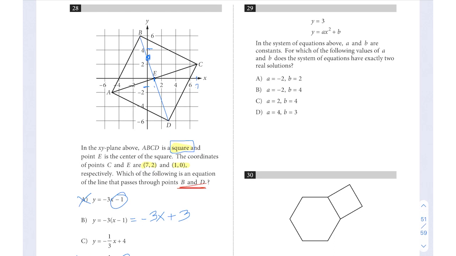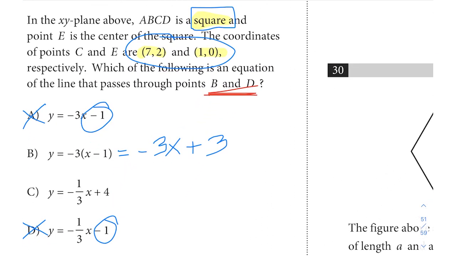So we go back to this little fact here where they mentioned that it's a square. And if it's a square, that means that your two diagonals are going to cross at a 90-degree angle. These two lines are perpendicular to one another. And the reason that that is helpful is because since they give us these coordinates for C and E, that means we could find this slope, and that means the perpendicular line will have a slope that's the negative reciprocal.